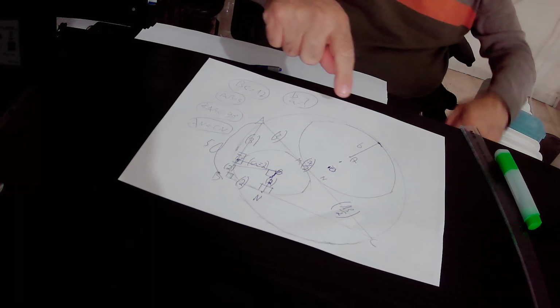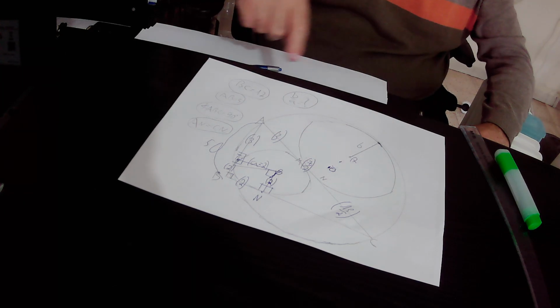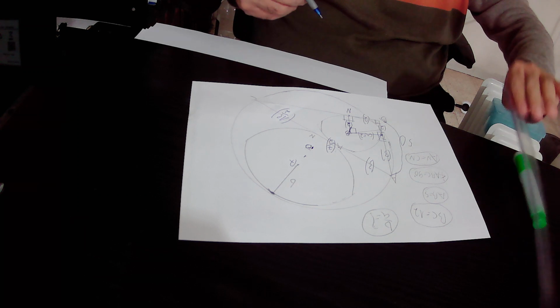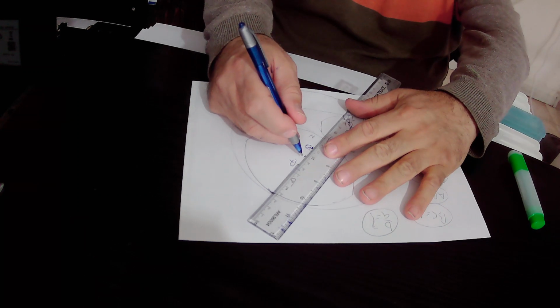Point O is the center of the bigger circle. So we join points O and N together by a straight line.